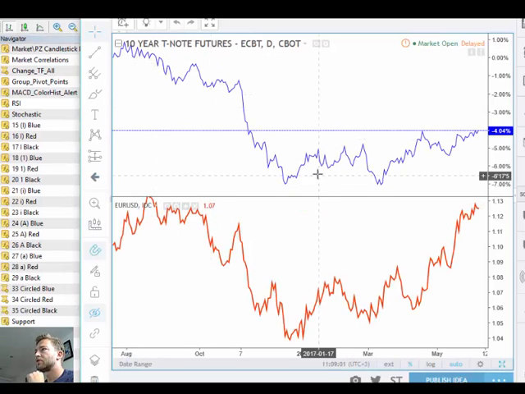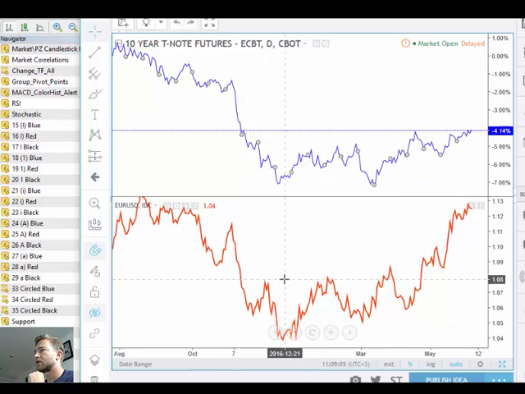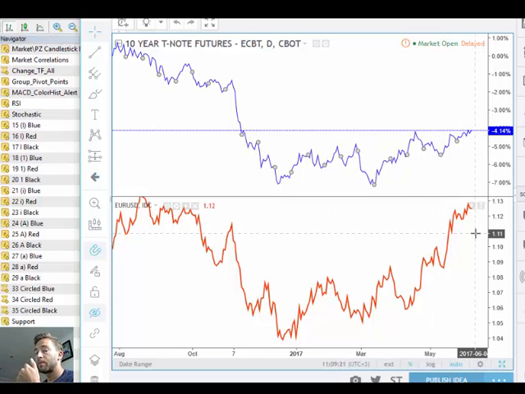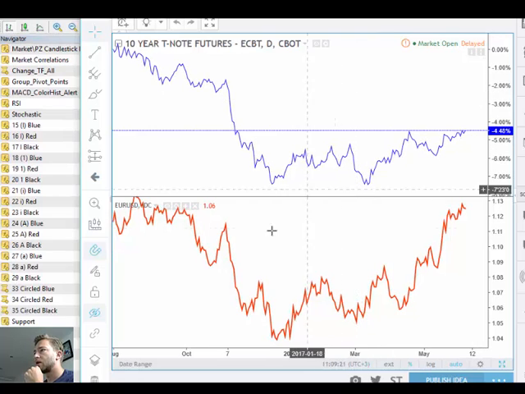Now here we are looking at 10-year US notes compared to euro dollar. You can see that both markets are in tight correlation here since the end of 2016, and both markets recovered in some kind of a three-wave movement. I see 10-year US notes running into some resistance here, so if 10-year US notes return to the downside, then euro dollar may also see some weakness.